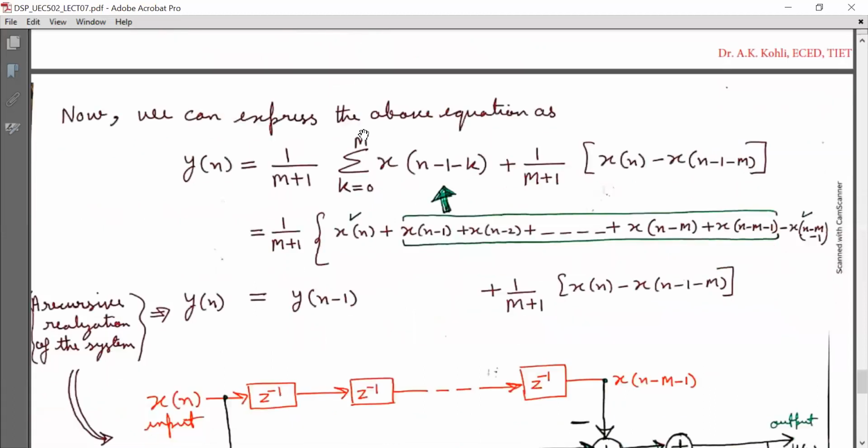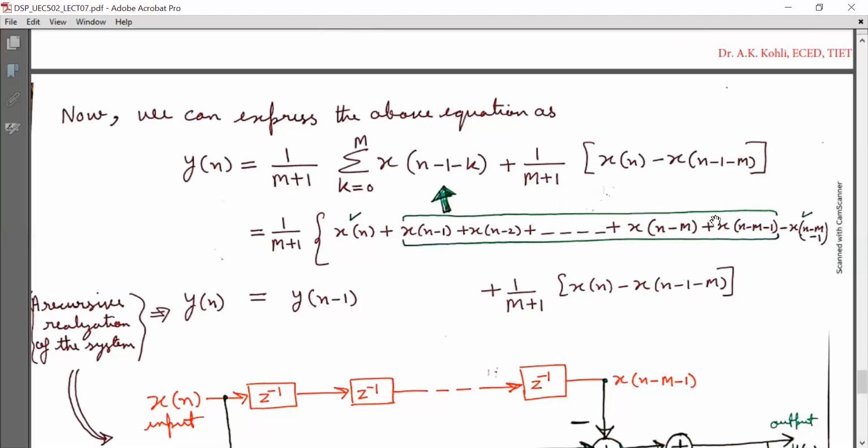Now we can express the above equation as y[n] is equal to 1 over M plus 1 times x[n], x[n minus 1], x[n minus 2], like this. Now I am going to tick these two terms, x[n], and this is minus x[n minus M minus 1]. I have added one term and subtracted the same term here, x[n minus M minus 1]; here and here, the same term, added and subtracted. So I tick these two terms, x[n] and x[n minus M minus 1].